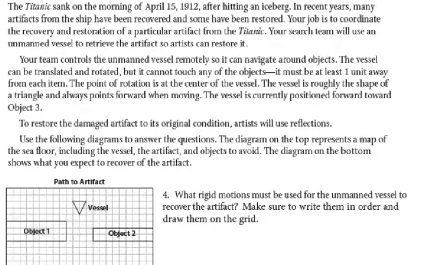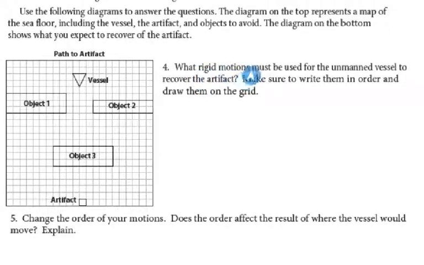Okay, the second page is talking about the Titanic and recovering some artifacts from that. So, you're going to be using these diagrams to answer the question. So, rigid motions would be those rigid transformations. Okay, would be rotations, translations, reflections. Okay, all that kind of stuff.